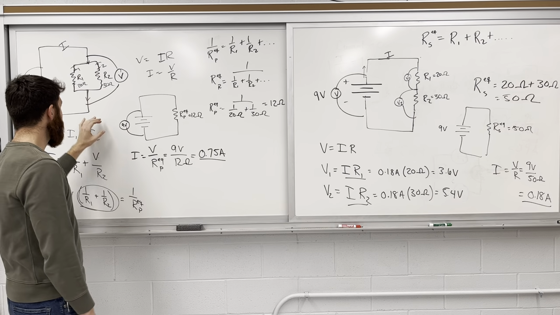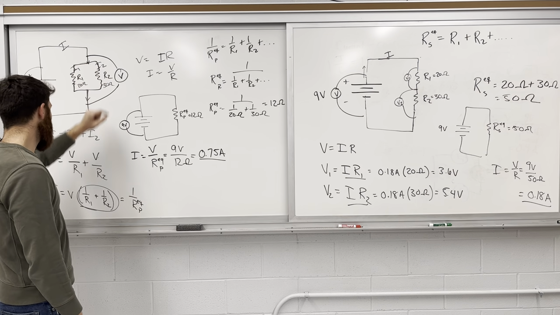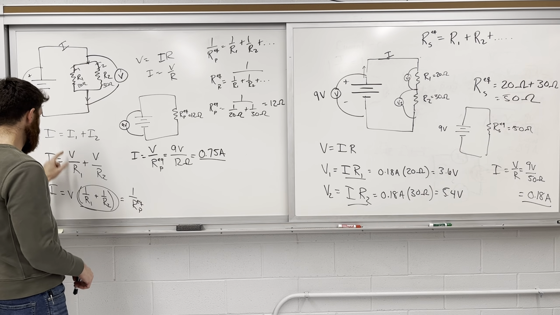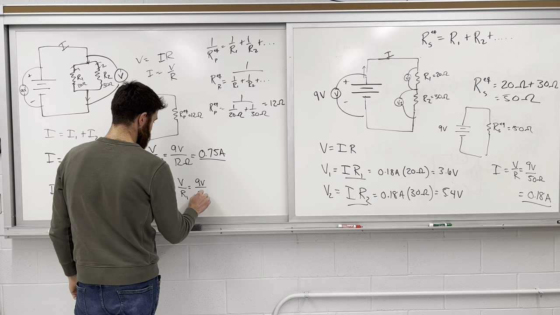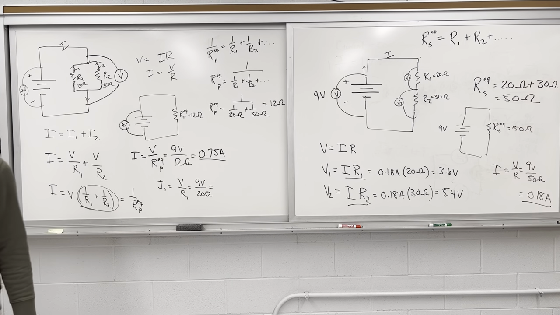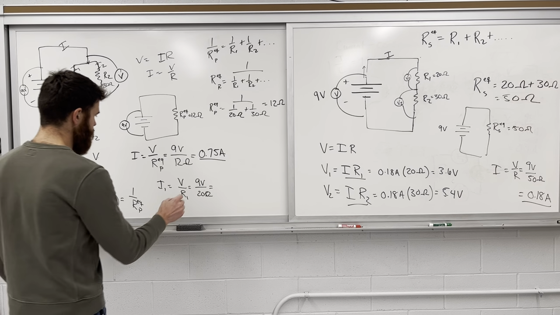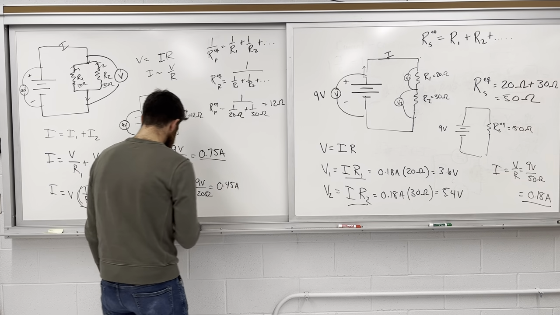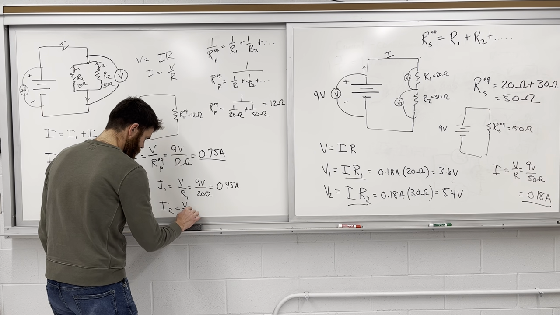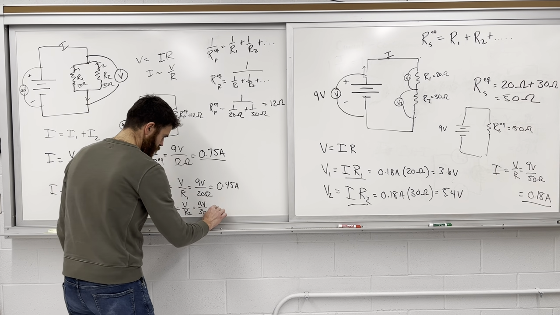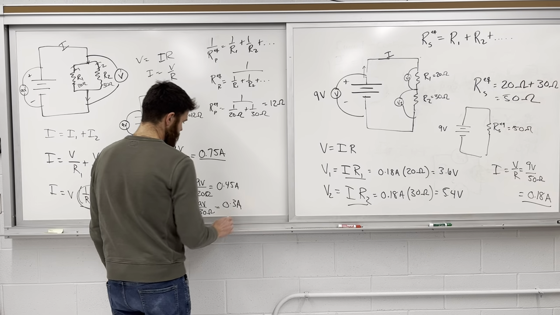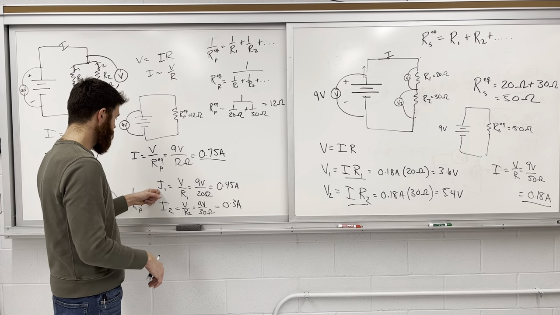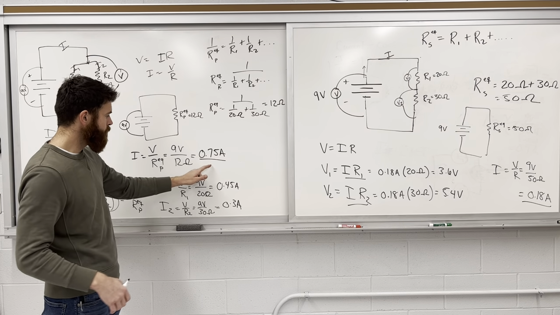So now if you want to calculate the amount of current flowing through each resistor, I1 and I2, we can find I1 equals V over R1, which equals 9 volts over 20 ohms. And 9 volts divided by 20 ohms is 0.45 amps. And I2 is V over R2, which is 9 volts over 30 ohms, and that equals 0.3 amps. And you can see that I2, 0.3 amps, plus I1, 0.45 amps, equals total current 0.75 amps.